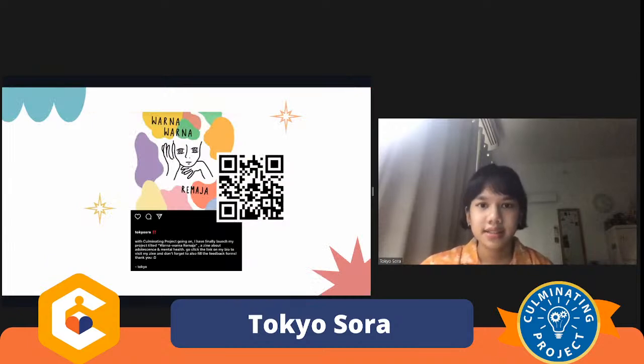Over here is the QR code where it will directly lead you to my Linktree, which includes the product and also the Google Forms, where you can give feedback on my product. So you can directly scan it over here.